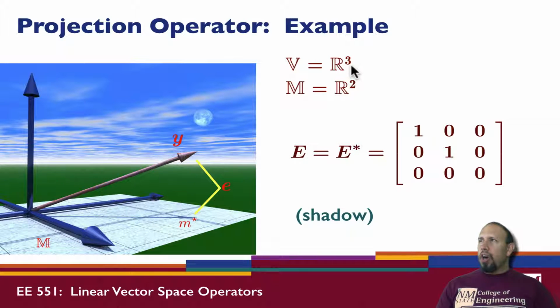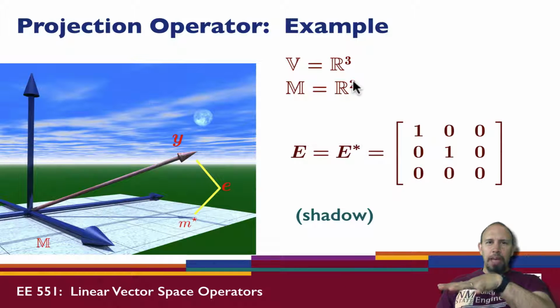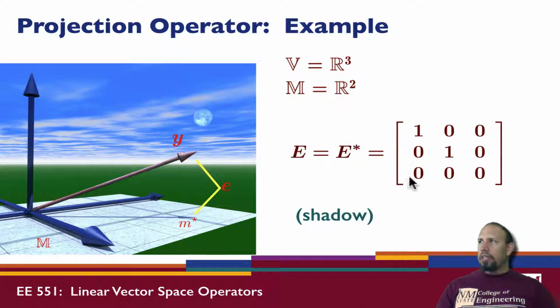So one way of looking at this is using this example. If our vector space is all of R3, and I have a subspace of that, which is just R2, that is, the xy plane within the three-dimensional space, I can go through and show that this projection operator will project things from three-dimensional space onto the xy plane. So it's kind of like casting a shadow onto that xy plane.